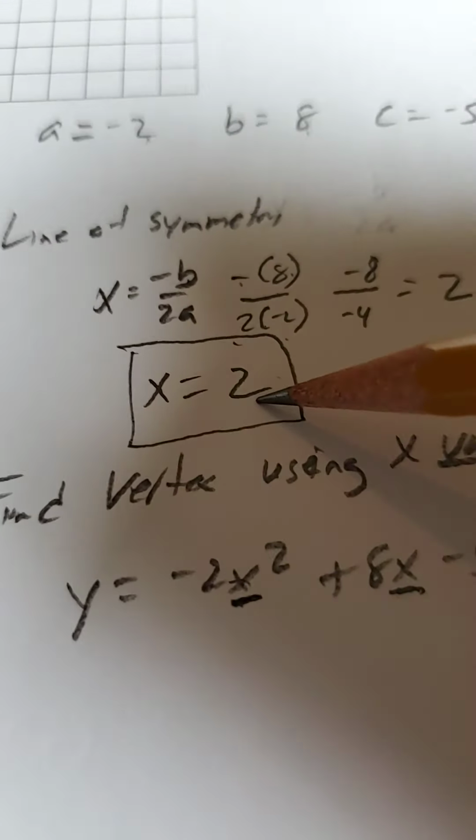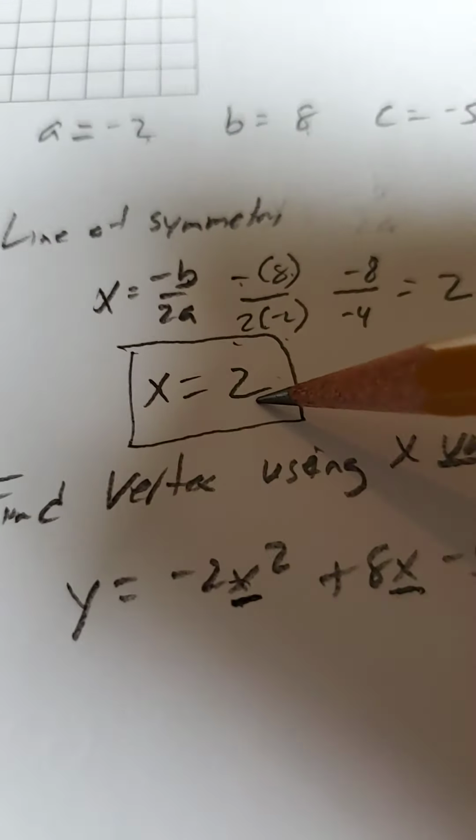Okay, be careful of the math. If I put a 2 there, I square it first. That was a mistake being made earlier in the week. And that gives me -8 for that term. I put in a 2 for x there, and that gives me +16. And we have our constant of -5. So y equals -13, and +16 is +3. So our vertex is x equals 2, y equals 3.